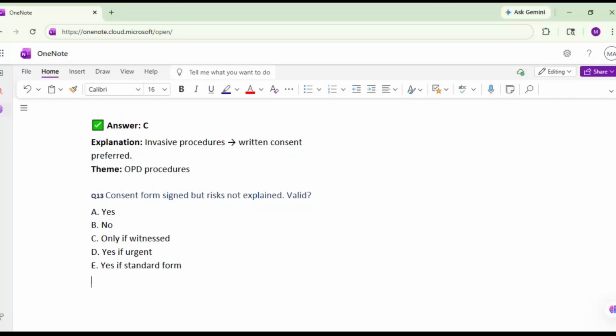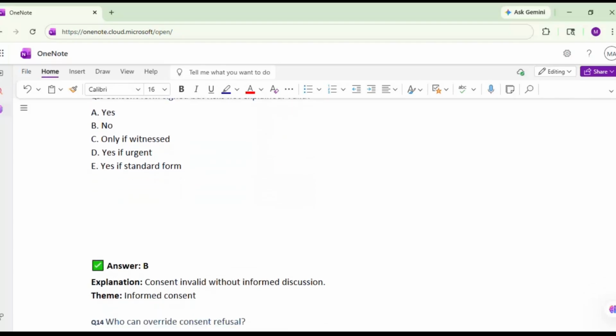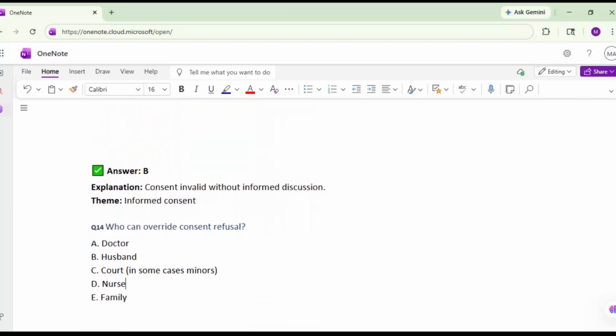Next. Consent form signed but risk not explained, valid? A. Yes, no, only witness, yes if urgent, yes if standard form. The question is whether this is valid or not. The risk is not explained, so it is not valid. Okay, so consent is invalid without informed discussion.